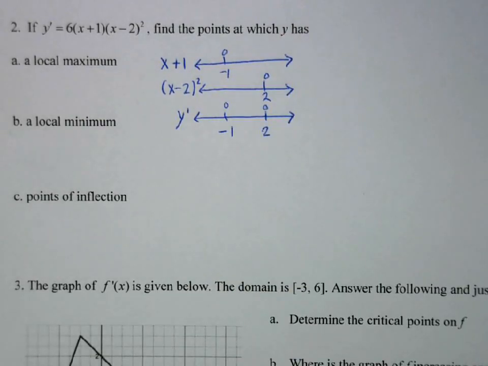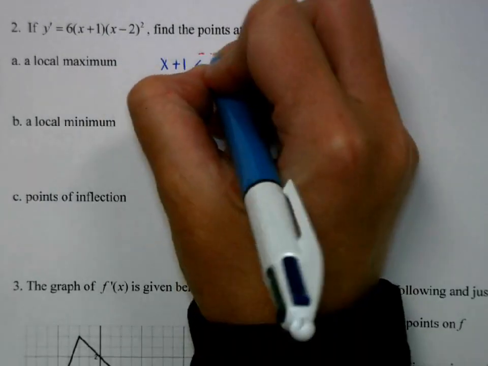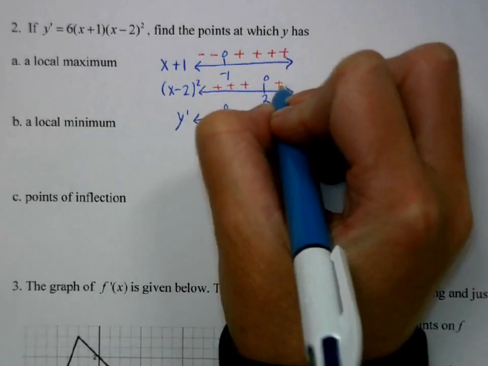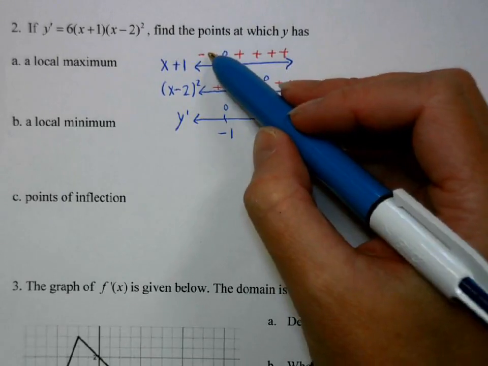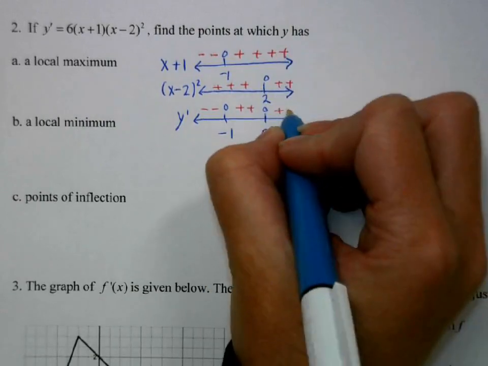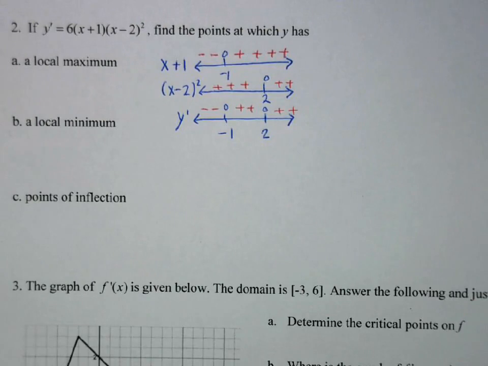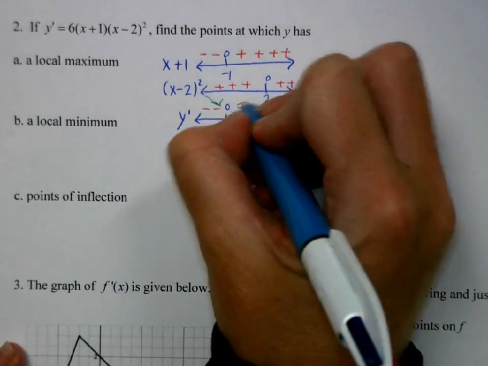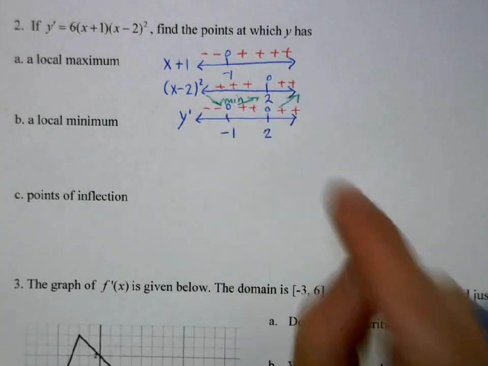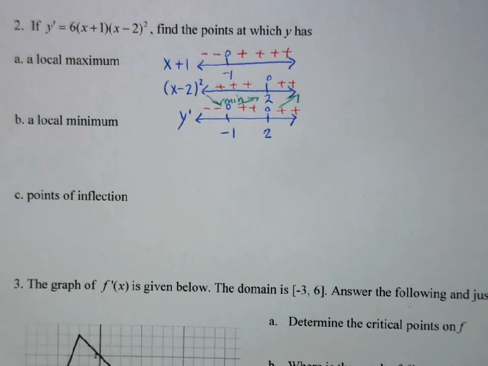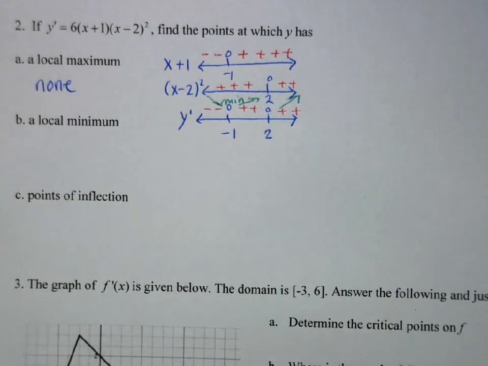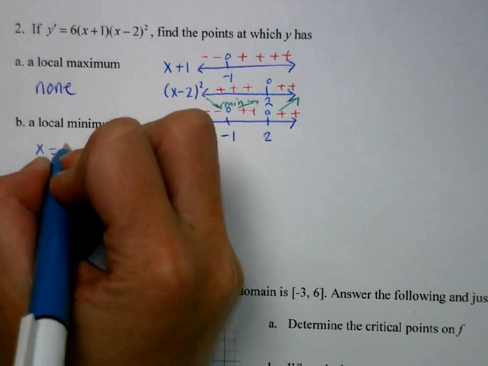Using our number line chart, this factor is going to go from negative to positive. This one, since it's squared, is going to be positive for every value except for 2, where it'll be 0. So on my number line chart, we've got a negative times a positive times a positive, and a positive times a positive. That means our graph is decreasing, then increasing, then increasing. So we have a minimum here, and then this will be a plateau. So where is there a local maximum? There is not a local maximum because there's no switch from positive to negative. We do have a local minimum at x equals -1.